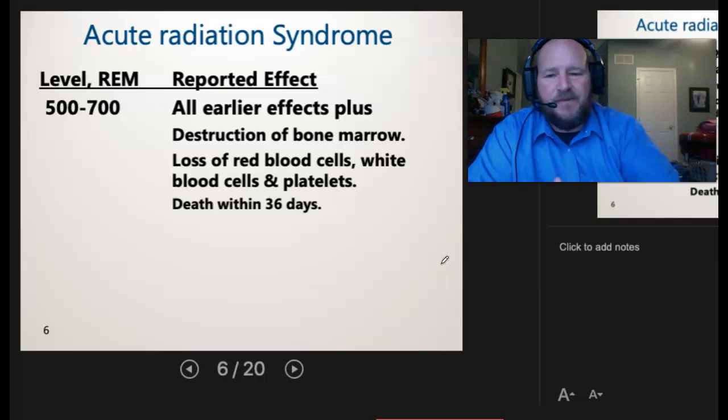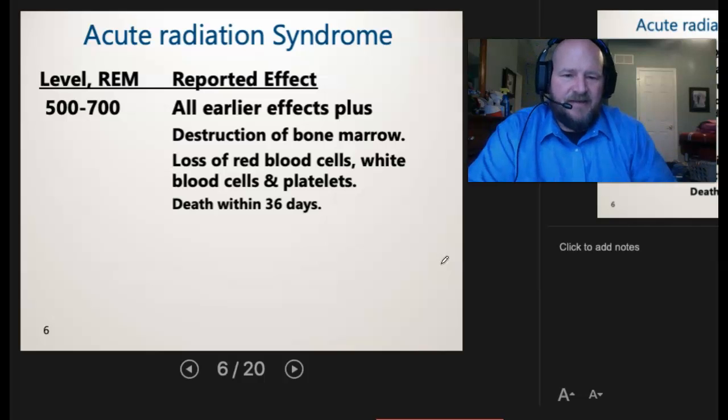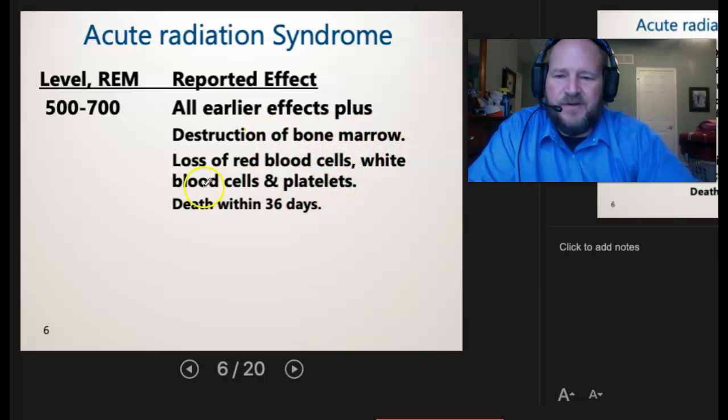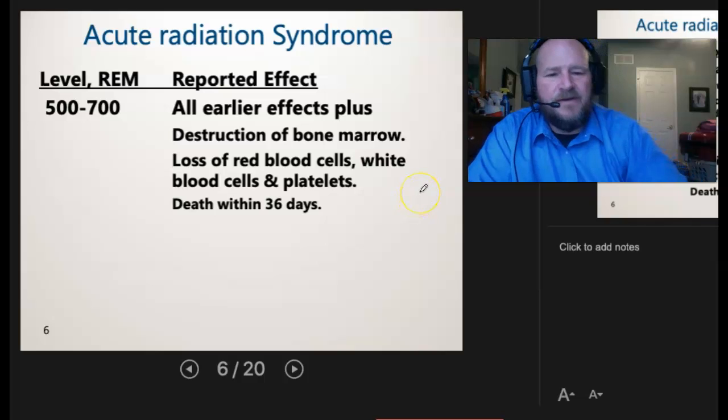So the majority of people, once they're exposed to 500 to 700, it's going to be death. Right? It's not going to be a reversible effect here, especially once we destroy the bone marrow. So once the bone marrow is destroyed, we can no longer make platelets, which means we can no longer make red or white blood cells.